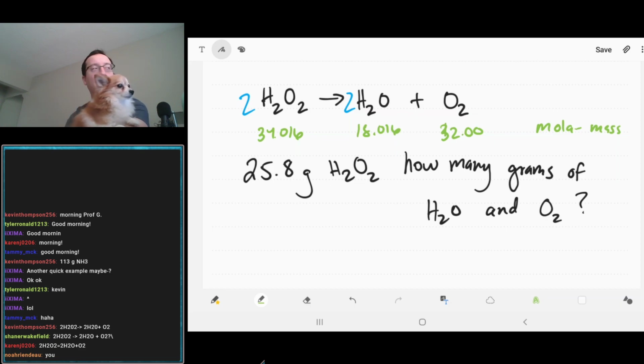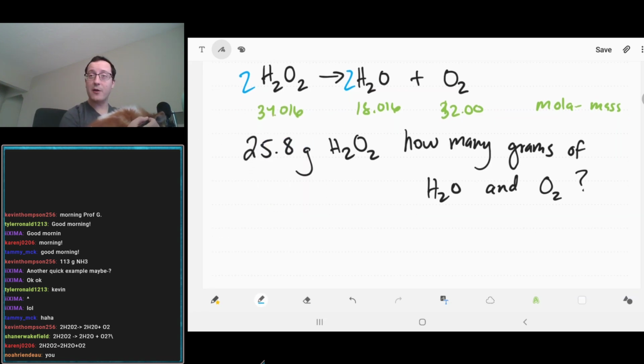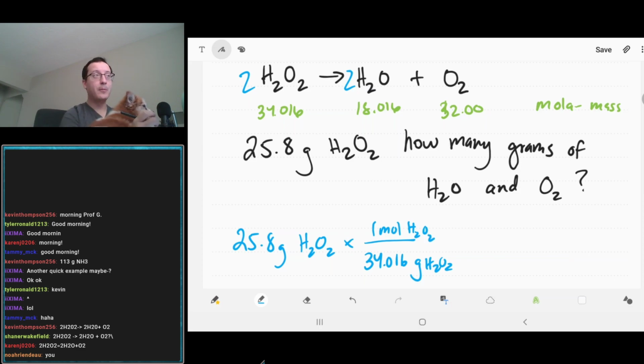So, there are our molar masses. Again, you would just add up all of the atomic masses of all the elements involved, find that molar mass. So, let's get through it. Let's do blue. It does not matter which one we do first. We can say 25.8 grams of hydrogen peroxide. We're first going to want to get rid of grams of H2O2 by putting in moles. Again, notice that's 1 mole. We do not put the coefficient in our molar mass.